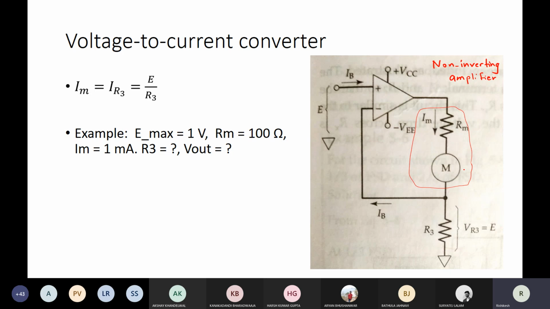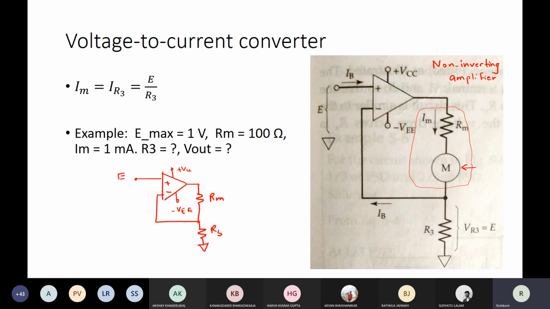The only confusing fact is that we have shown the meter symbol, but it is actually this only. So this is the meter resistance, and this is the resistance R3. And this is my voltage E, which I'm trying to measure. So we know what the output voltage is. We can calculate it, right?